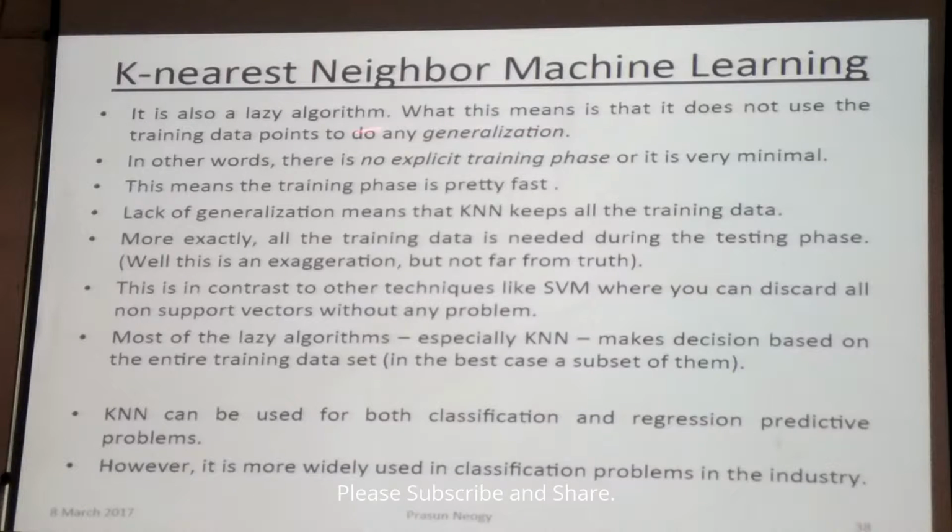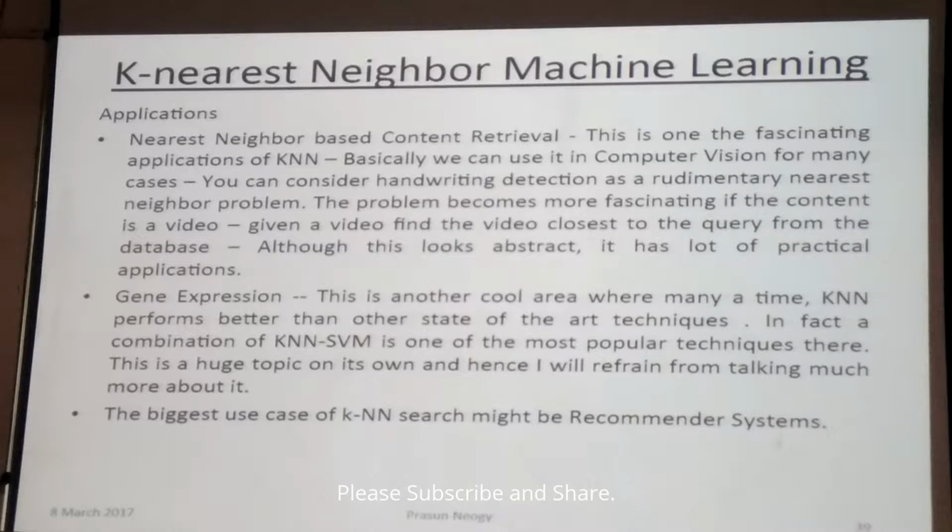KNN, K nearest neighbor. This is used for both classification and regression, but mostly used for classification. Nearest neighbor, content retrieval, and the biggest use of KNN search is in recommender systems. KNN is used heavily in recommender systems. You know? A very simple example: a recommender system and model.